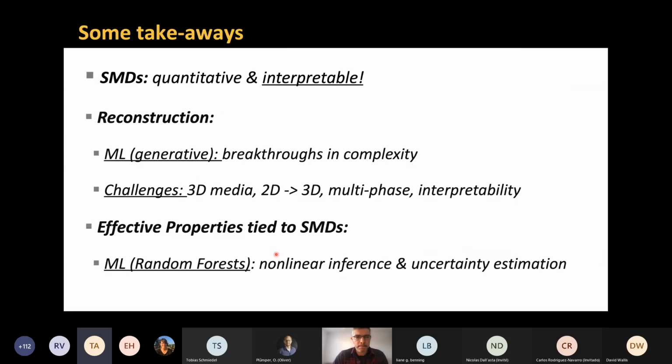Okay, so let's just recap. We talked about three things today. We talked about descriptions of microstructures. We want to be able to abstract them in ways that are quantitative so that we can measure changes, for example, but we can also interpret them, preferably in terms of geometry, but it could be in terms of other parameters depending on your problem.